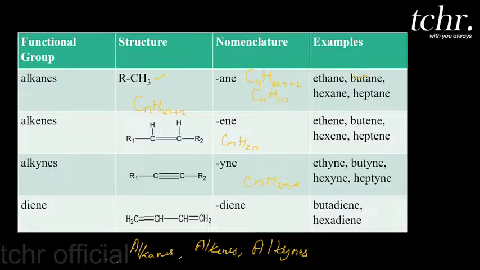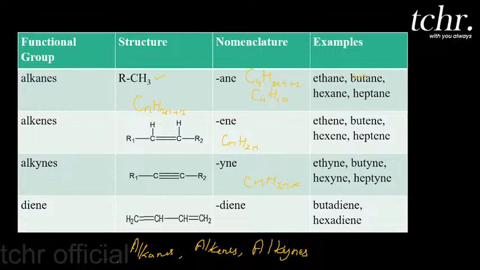C4H10. Yes. So the formula of butane will be C4H10. So this is what we call alkanes: methane, ethane, propane, butane, pentane, it goes on. All the carbon atoms will have single bonds. Now let us come to the next one, that is alkene. Yes, alkene starts from ethene, propene, butene, and so on.